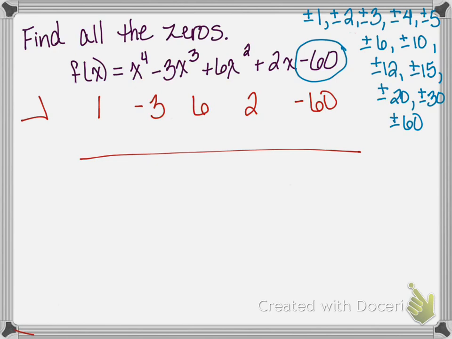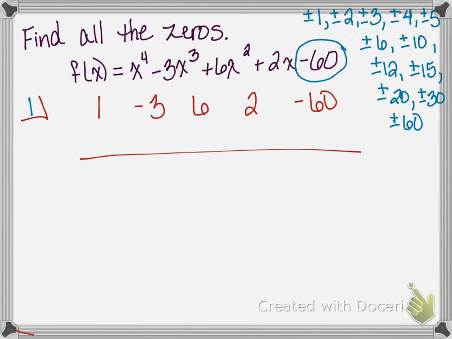Now, I do write the test. The good news is that you will not have a negative 60 on the test. But I like to do this one now so that you can see what it consists of when you don't know where to start. So I'm going to start with positive 1, and I'm going to see if positive 1 works.